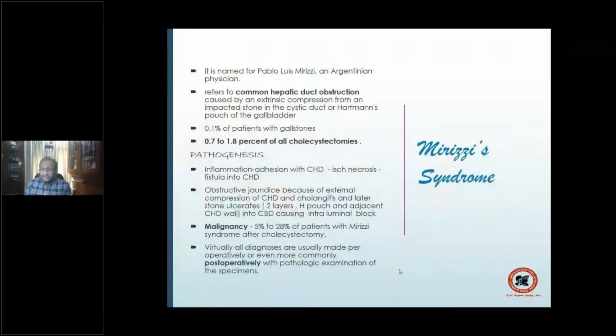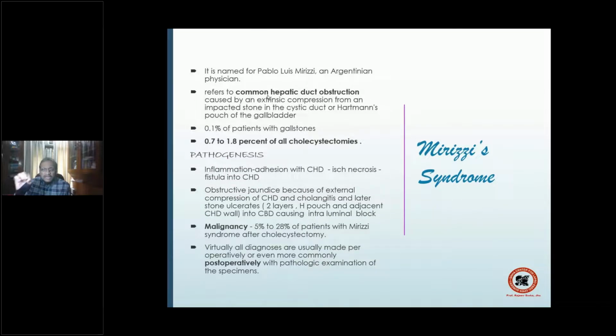Then coming to Mirizzi syndrome, which is a very, very important syndrome. What is Mirizzi syndrome all about? It is named after Pablo Luis Mirizzi, Argentinian, and refers to, remember, that's very important, it is not a common bile duct block. It is a common hepatic duct obstruction when it was defined for the first time. But now Mirizzi syndrome has become synonymous with a block in the CBD also.